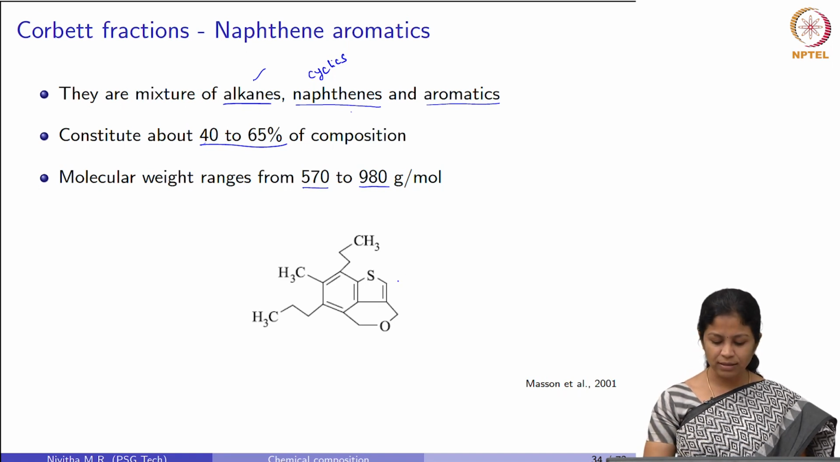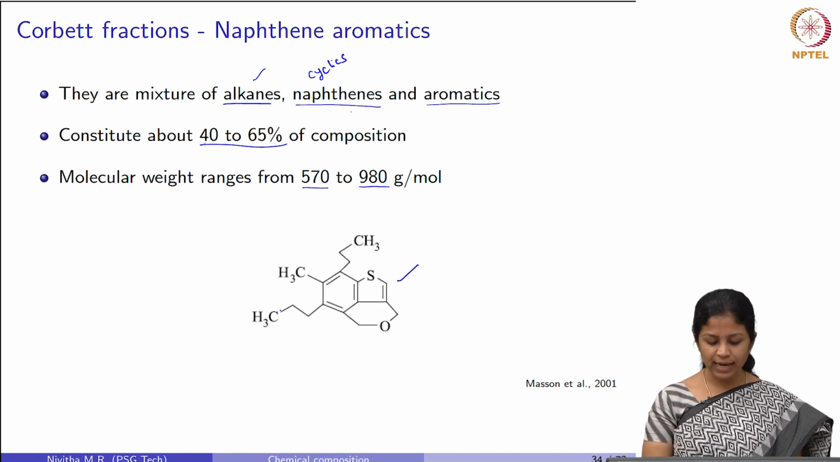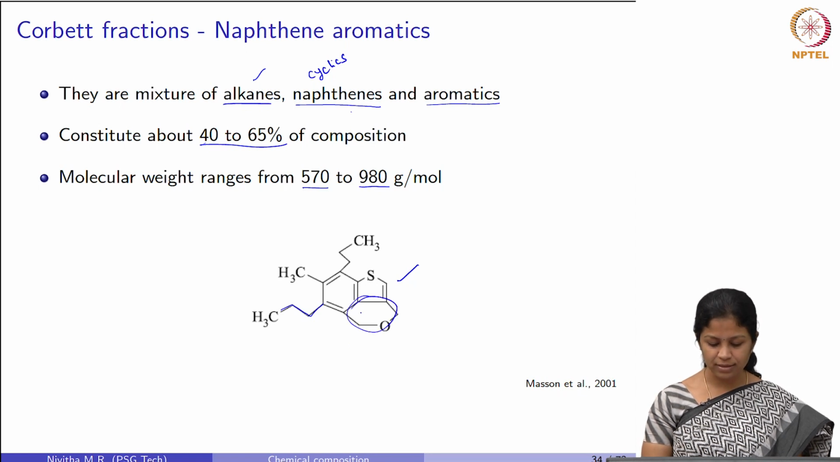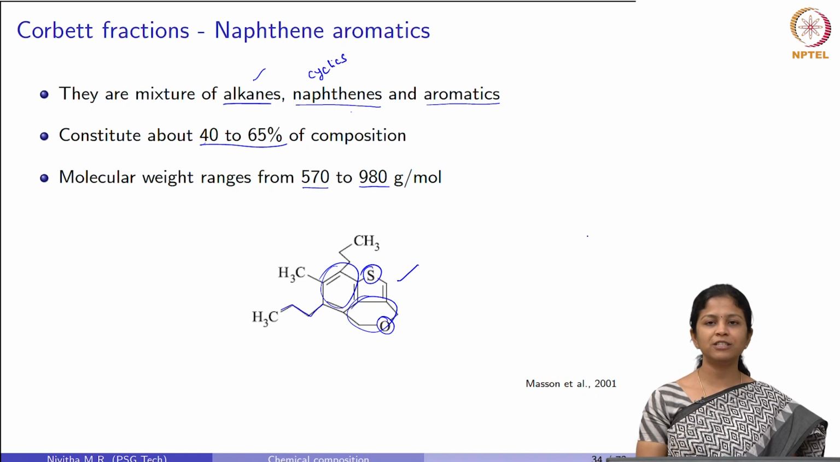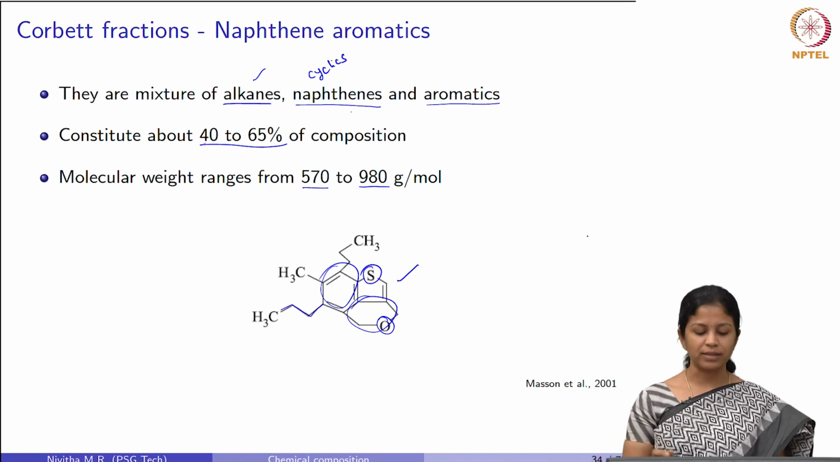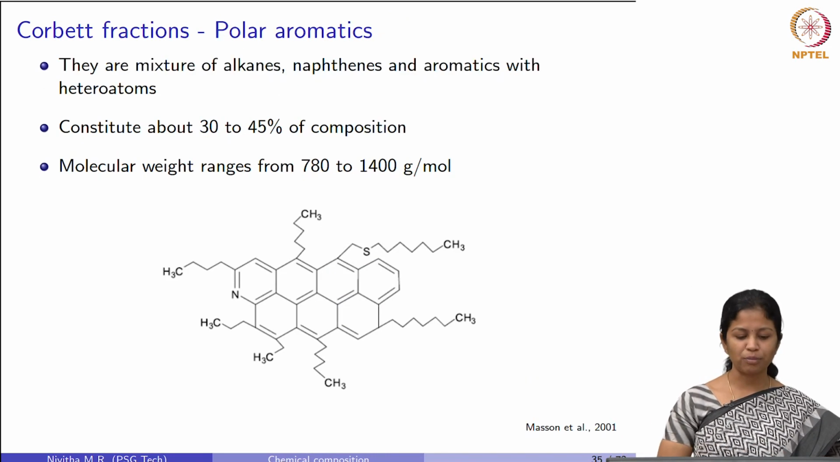So, you can see this again hypothetical structure of a naphthene aromatic. We can see it is composed of some alkanes. It also has some amount of naphthenes, it also has aromatics, it has some amount of heteroatoms also. You can see oxygen and sulfur present here, very small percentages compared to the other two fractions, polar aromatics and asphaltenes. So, this is the composition of naphthene aromatics.